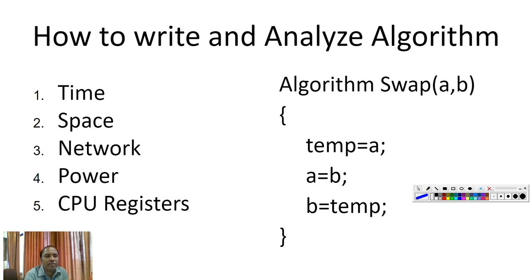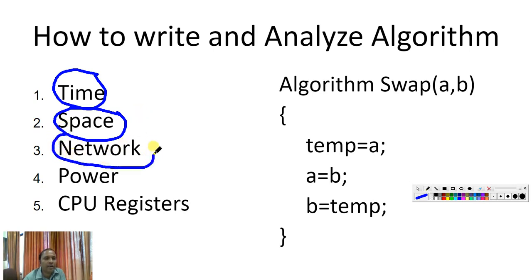Now how will we decide which solution to choose? So there are several factors that we have to keep in mind. The very first factor is how much time it is taking. If two solutions are there, we should prefer to choose the solution which takes less time. Same way in terms of space also. If it is taking less memory space, we should choose that solution.